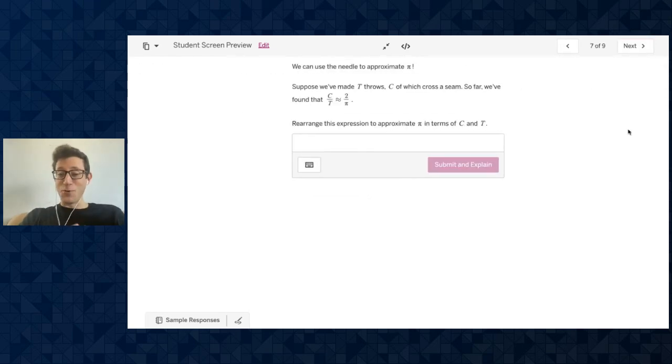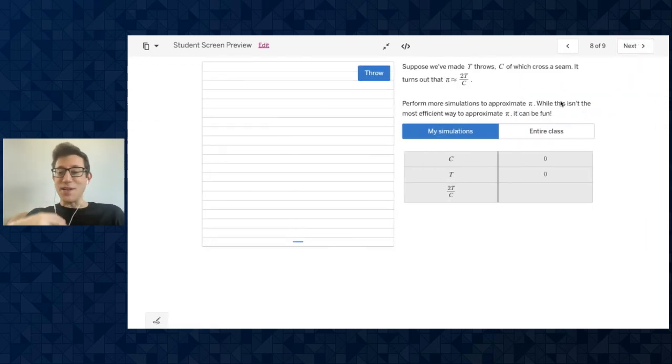The really, really cool part of all this activity, and what I mentioned at the beginning, using it to approximate pi, is that this ratio of crossings over total throws is approximately equal to 2 over pi. So you can rearrange it to say that pi is approximately 2 times the number of throws over the number of crossings. So at the end, you can get your whole class to throw a lot of needles.